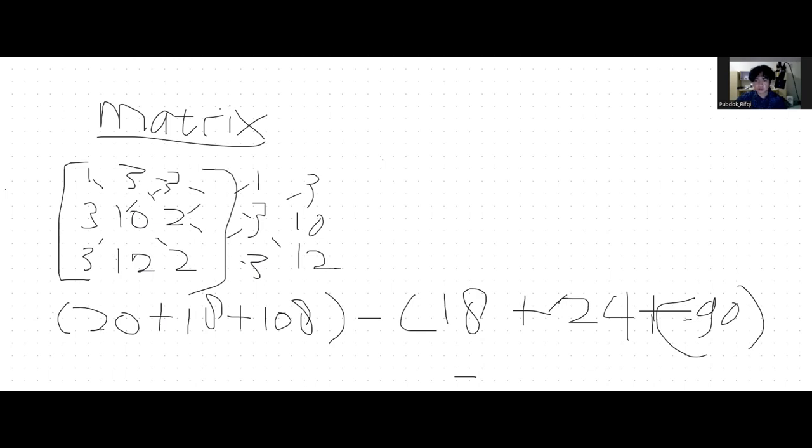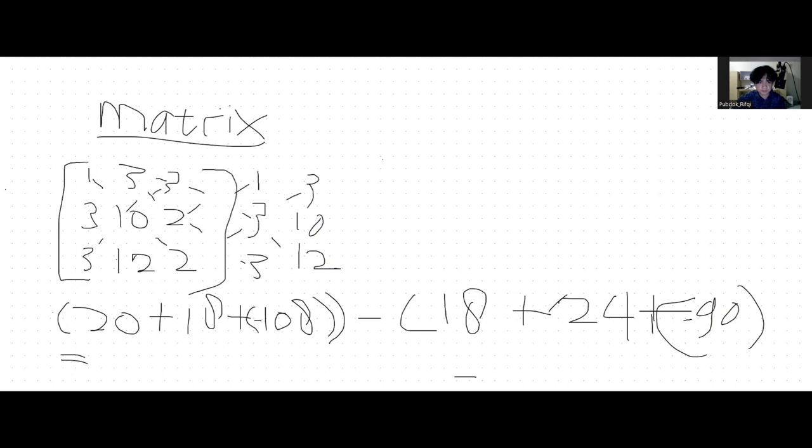So continuing, 20 plus 18 plus 108 equals 146, and 18 plus 24 plus 90 equals 132. So if we subtract that, it will be minus 14.